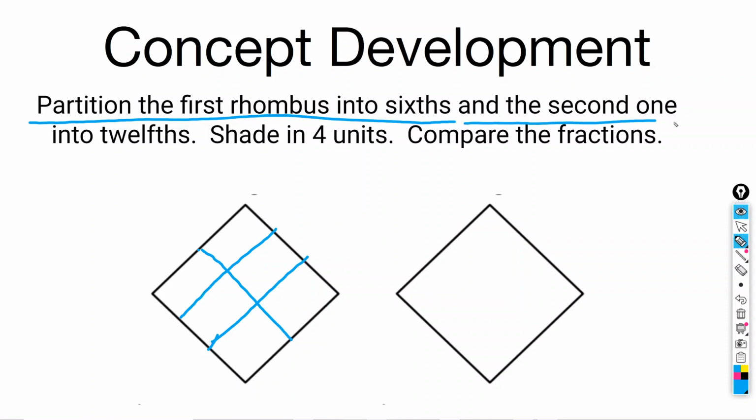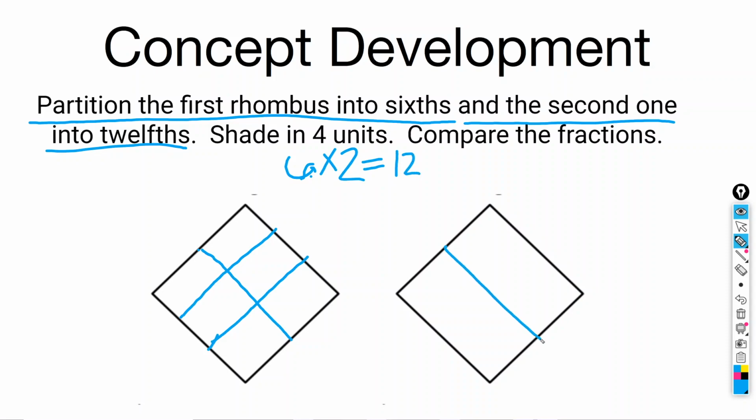And the second one into 12ths. So we have 6 pieces over here, and we're going to end with 12 pieces. So really we're doubling it, because 6 times 2 equals 12. So we're doubling the number of pieces that we have.